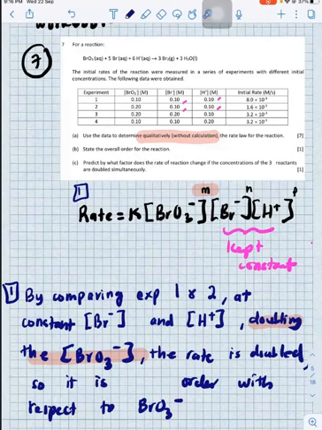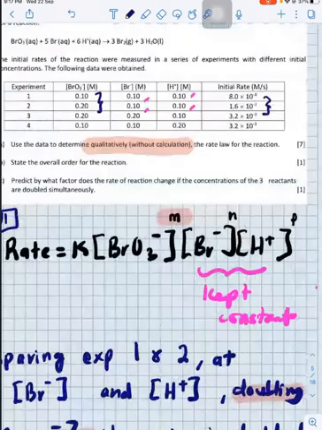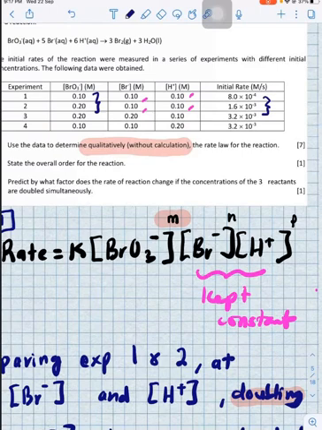Dia daripada 0.1 kepada 0.2. Maknanya concentration double. Daripada 0.1 darab 2 jadi 0.2 kan? So meaning that it is double. Okay. And then look at dia punya rates of reaction. 8 darab 10 kuasa negatif 4, 0.0008. Dan sekarang in experiment 2, dia naik jadi 1.6 darab 10 kuasa negatif 3, 0.0016. Okay, 10 negatif 4, 10 negatif 3. So what do you think? What happened to the rates of reaction?